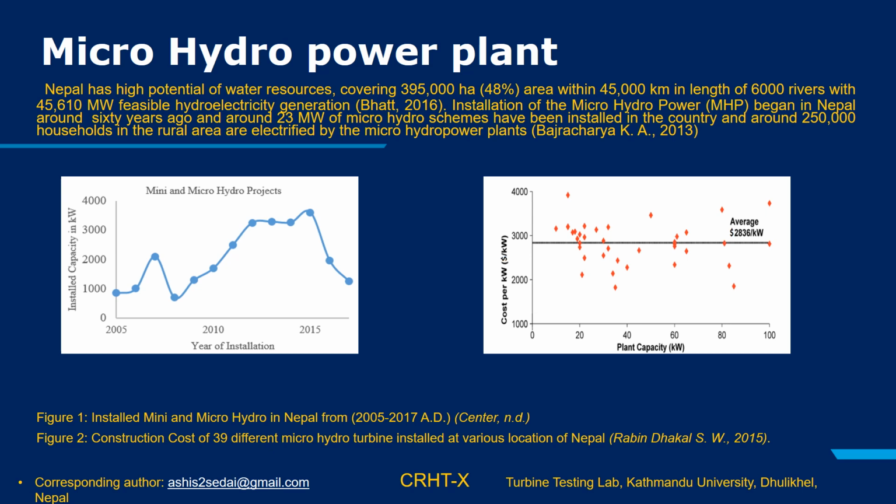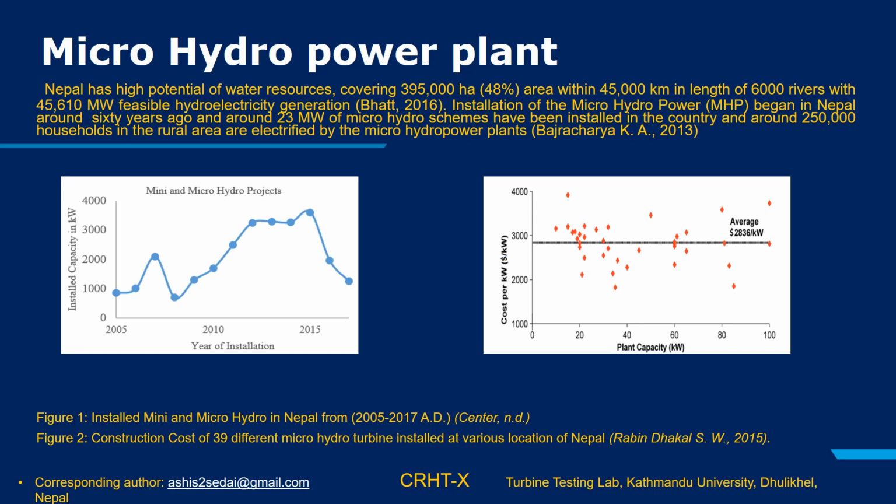And if we see the graph represented in figure 1, it shows the installed mini and micro hydropower plants in Nepal from year 2005 to 2017, and we can see that the maximum capacity in power generation from these kinds of hydropower plants was around 3500 kilowatt, but gradually it decreased in 2016 and 17.